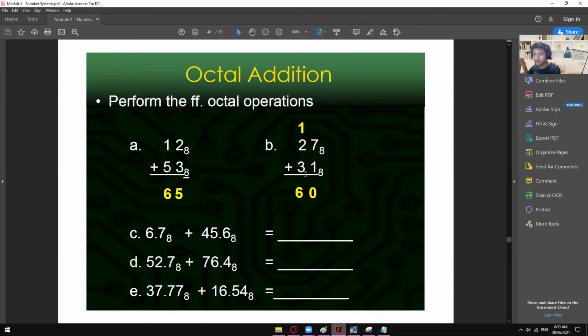So are we clear so far regarding this one? Yes, sir. Okay, very good.